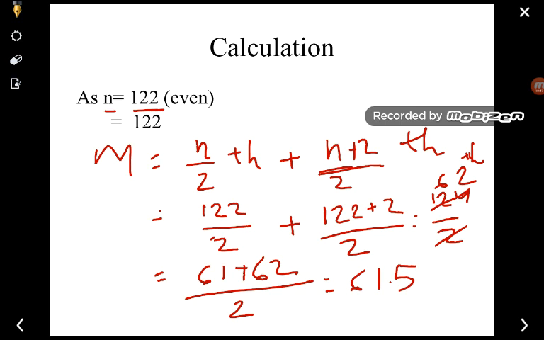So this is how we have to calculate the median for the discrete series of grouped data. Tomorrow is a holiday. On Monday we are going to see a few more examples of the median of grouped data, but in continuous series.